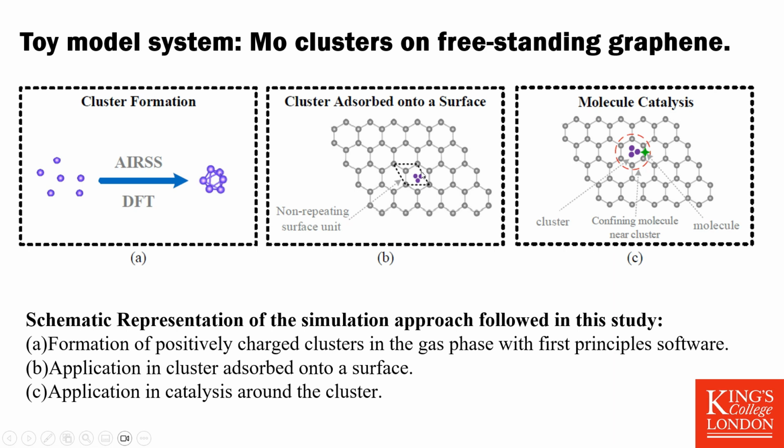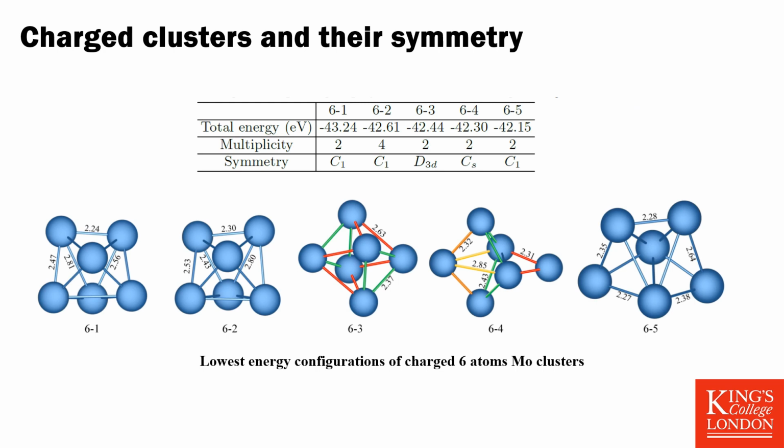When we get the cluster, we need to absorb it on the surface. So we choose a long repeating surface unit, and after that, we absorb a molecule near the cluster. How can we find the best place to absorb the cluster? This is a very good question, because it will influence our catalysis. So let me tell you one by one.